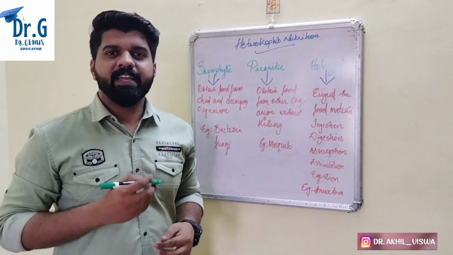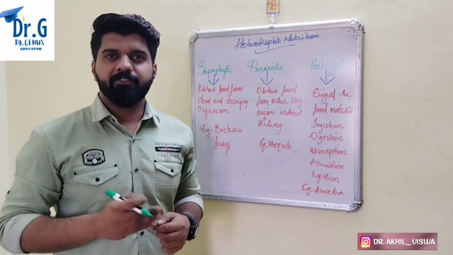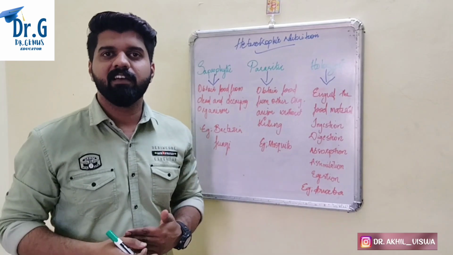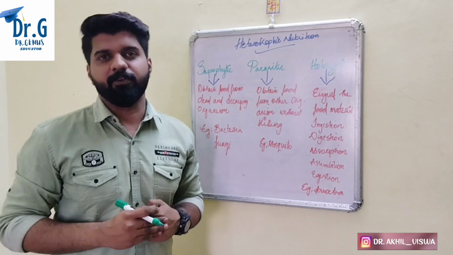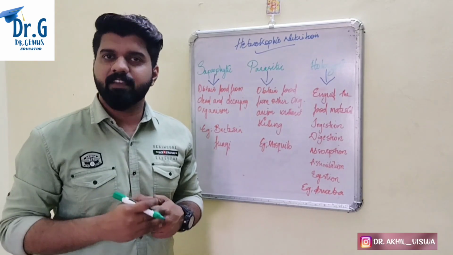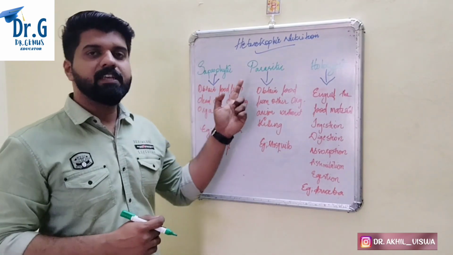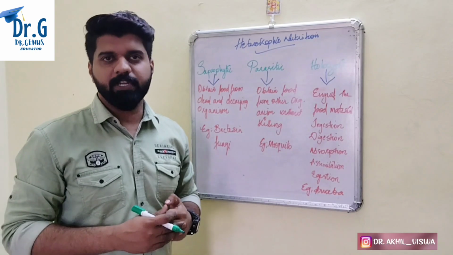Let's see what we mean by heterotrophic nutrition. I already told you: the nutrition in which one organism depends on another organism for food material is called heterotrophic nutrition. Mainly we can categorize heterotrophic nutrition into three: first is saprophytic nutrition, next is parasitic nutrition, and next is holozoic nutrition.